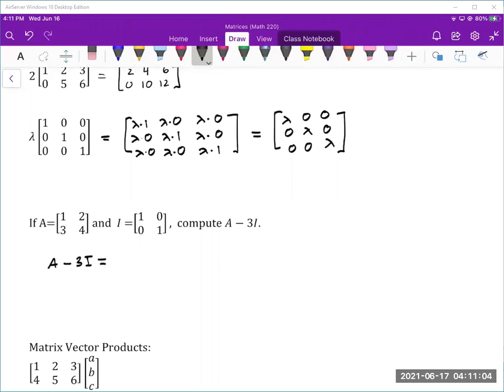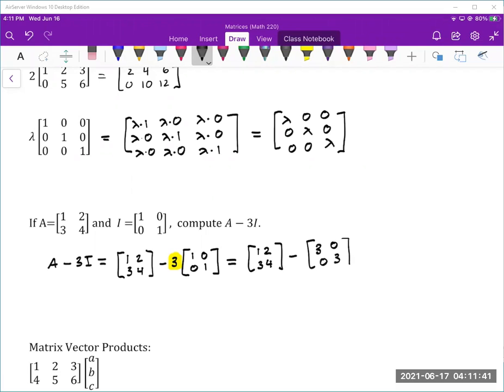Okay. So A is the matrix 1, 2, 3, 4. Then we have 3 times this 2 by 2 identity matrix. And before we can carry out this subtraction, what we need to do is to move the 3 into the matrix, carrying out this scalar multiplication. So this will look like 1, 2, 3, 4 minus 3, 0, 0, 3. So every entry gets multiplied through by that scalar.